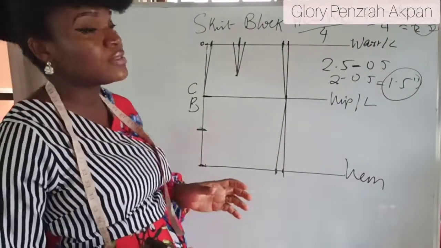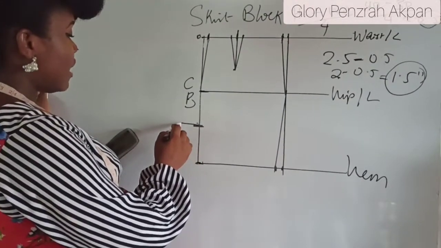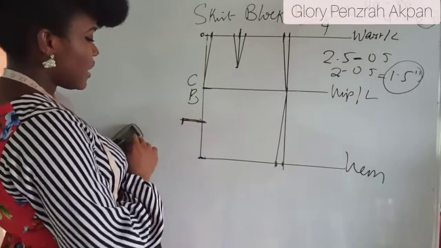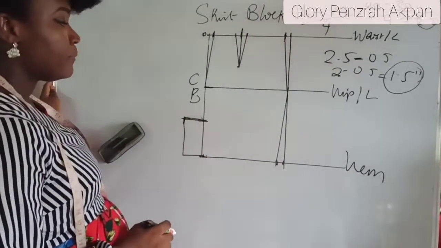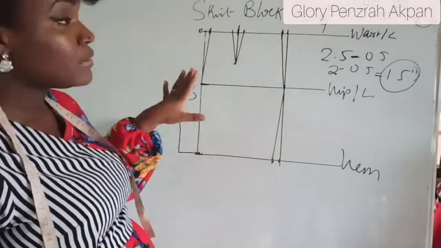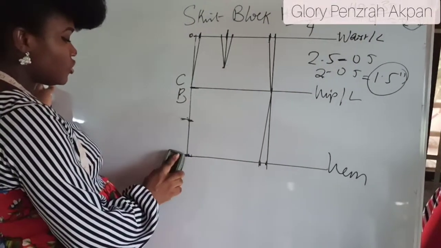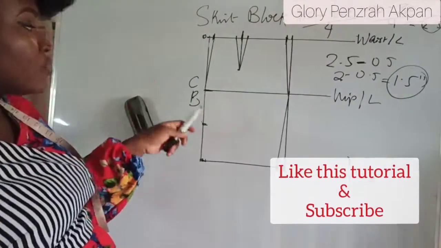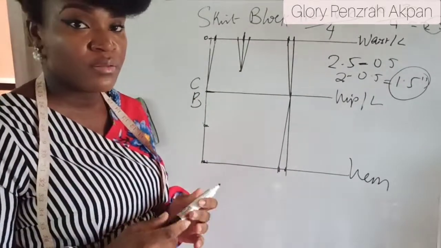So if you want an overlapping slit, you will have to mark 2.5 inches outward such that the distance from here to there is 2.5 inches, and you bring it straight down to the hem. And this is what your block would look like for an overlapping slitted skirt. But if you want the open slit, then you will just leave your block like this, just as it is. And then while sewing, you decide on where you will stop your stitching to make the opening for your slit.